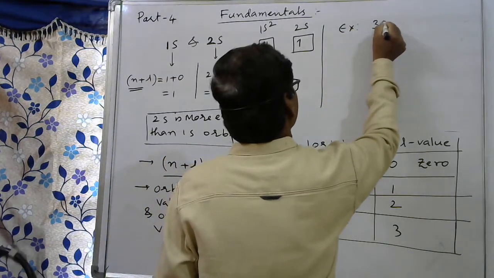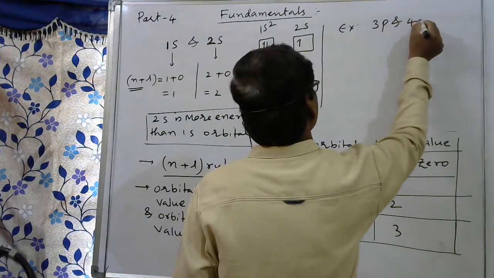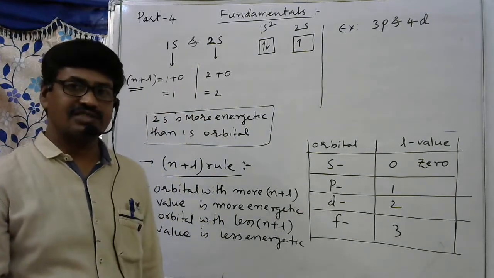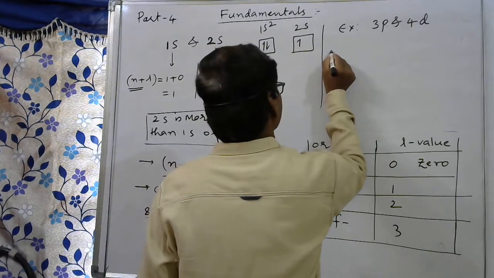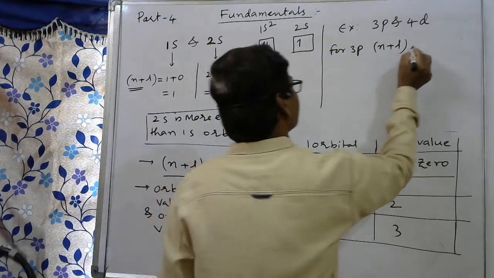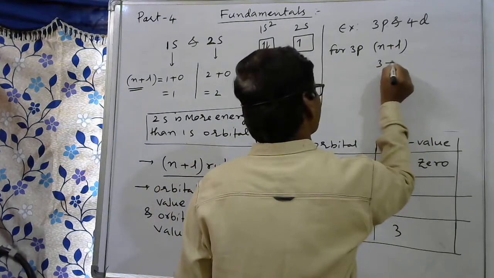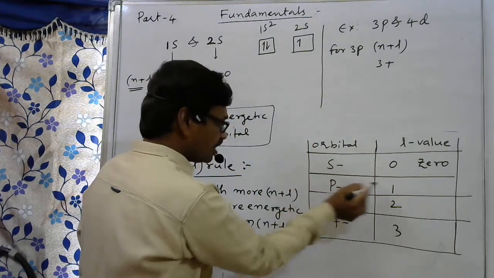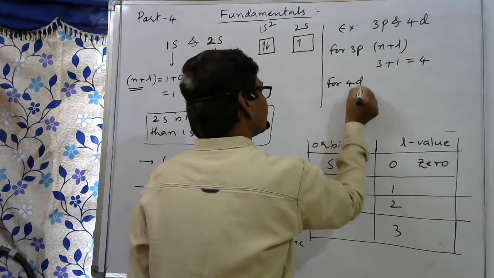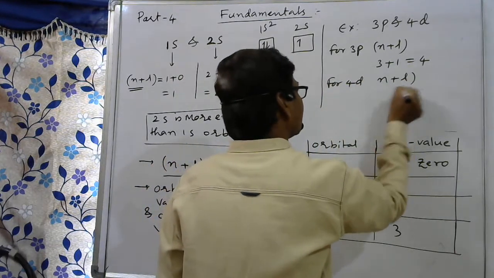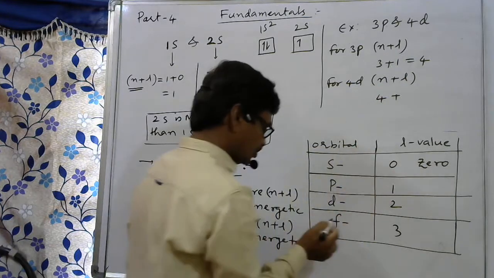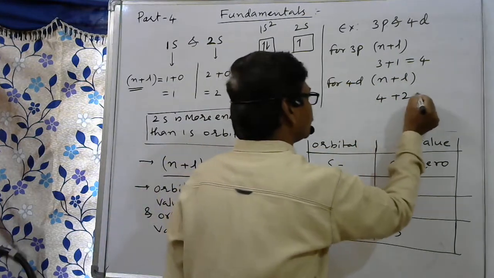Taking 3p and 4d. Which has more energy and which has less energy? For the 3p orbital, n plus l value is equal to: n is 3, and for a p orbital, what is the l value? 1. 3 plus 1 equals 4. Then for the 4d orbital, here I am writing n plus l. What is the n value? Here 4. It is a d orbital, so the l value is 2, and 4 plus 2 is 6.